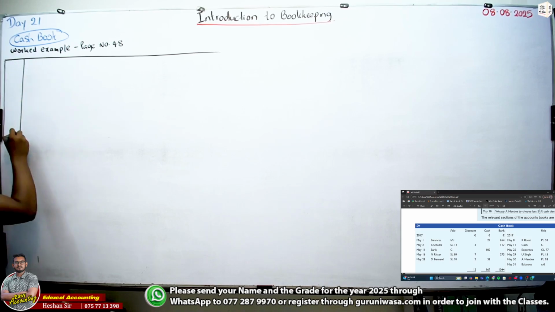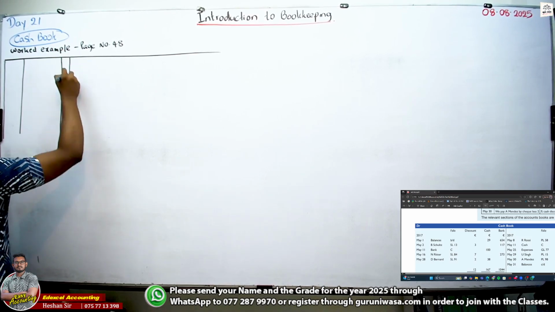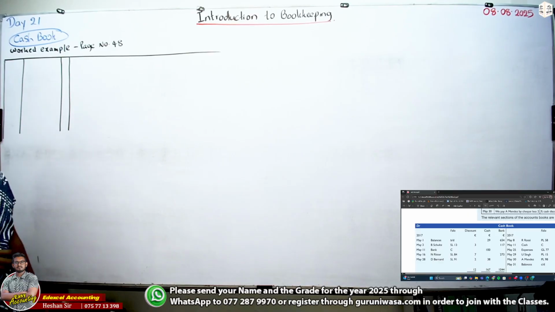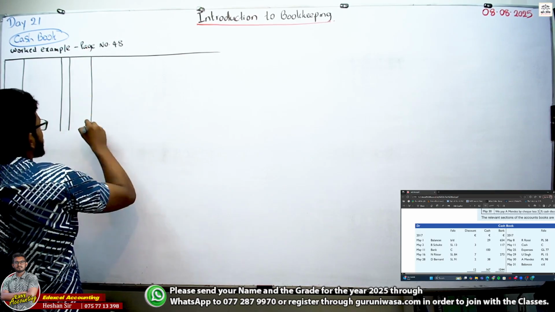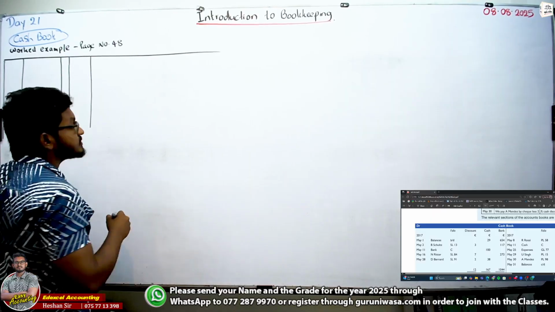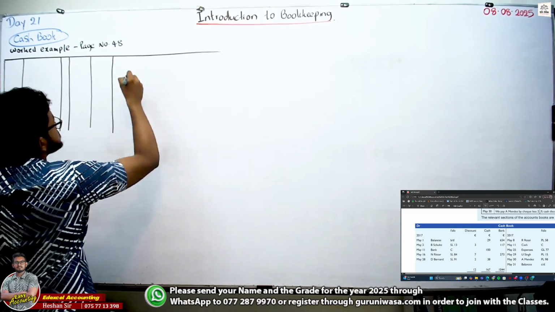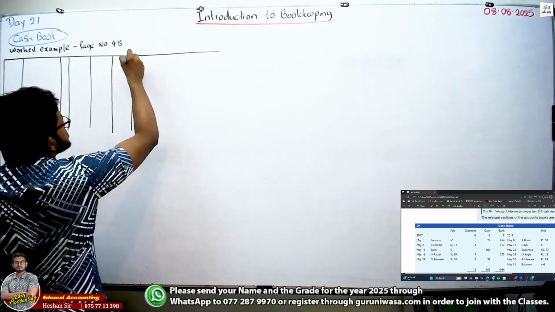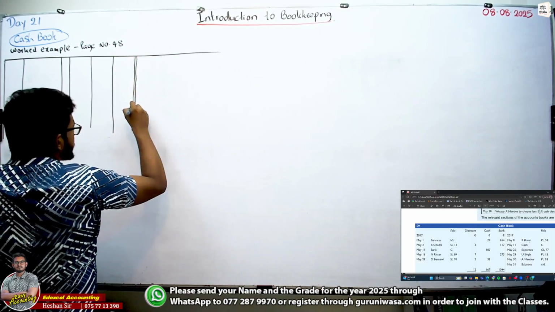Date, detail, folio, the ledger page, right? And in here, discount means the discount received, the discount allowed, bank, and cash. In the middle point I'll draw two small parallel lines.